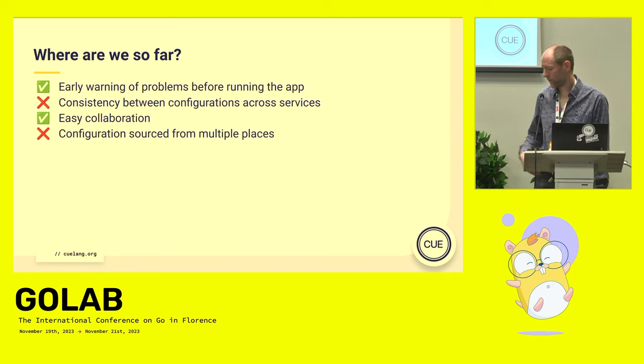Before we do, let's recap on where we are on our requirements. We can now get early warning of configuration issues before running the app. We've got an explicit schema making it clear to collaborators what the contract for this service is. But we've got nothing that ensures consistency between services, and no story yet about what happens when configuration data comes from different places.